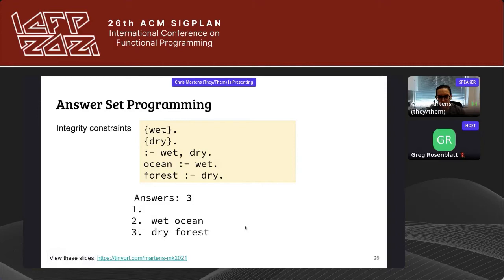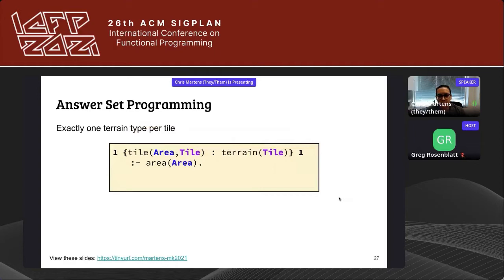And so a natural extension of the choice rule syntax is having a minimum and a maximum. The number one over to the left is a minimum number, and the number one over to the right is a maximum number. So here I'm saying there should be exactly one fact of the following form. I can start putting in my logic variables and say, I want there to be a tile in a given area, and it's going to have the value property T tile, so long as the capital T tile is a type of terrain. So this is basically saying assign a terrain to an area, and then do that for each area. That's what the implication on the outside says.